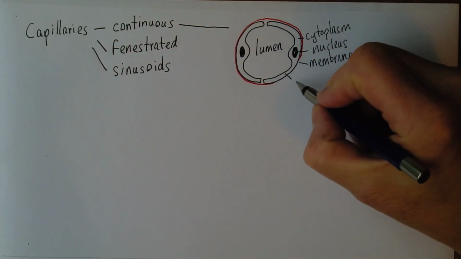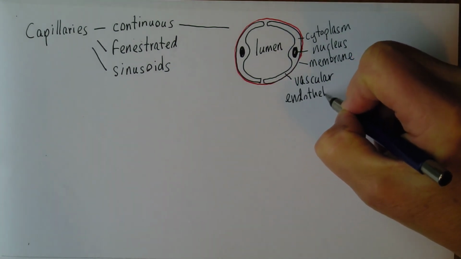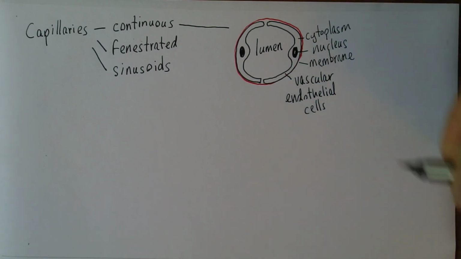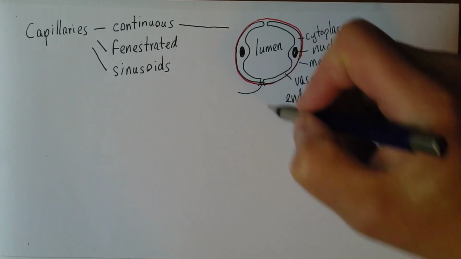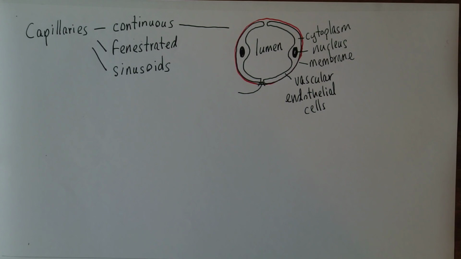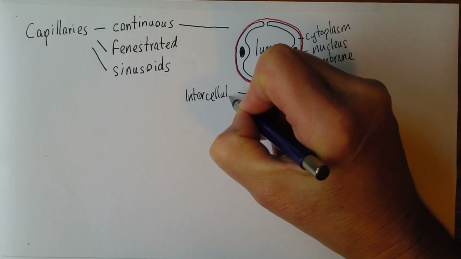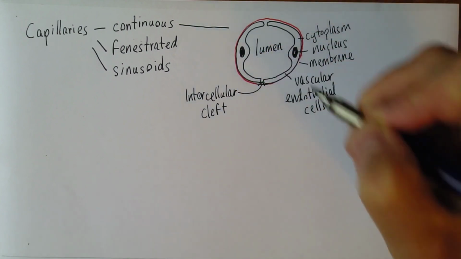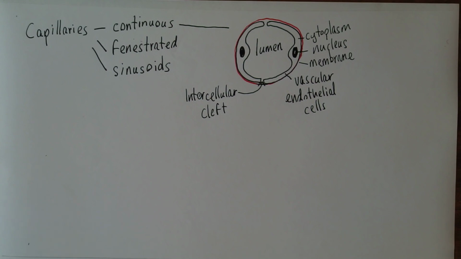So these cells are vascular endothelial cells. They are vascular cells. And we notice that there's small gaps here between the two cells. Now these are often very fine gaps, and these are called the intercellular clefts. So this is the intercellular cleft. And likewise around the top here, the intercellular cleft. These are small gaps, and these are important as one of the mechanisms whereby material goes in and out of the capillary.